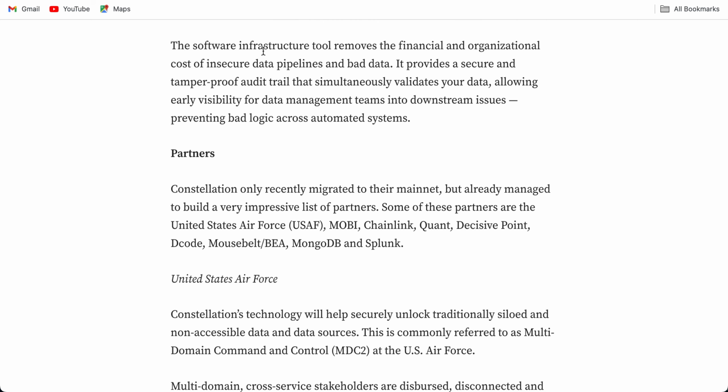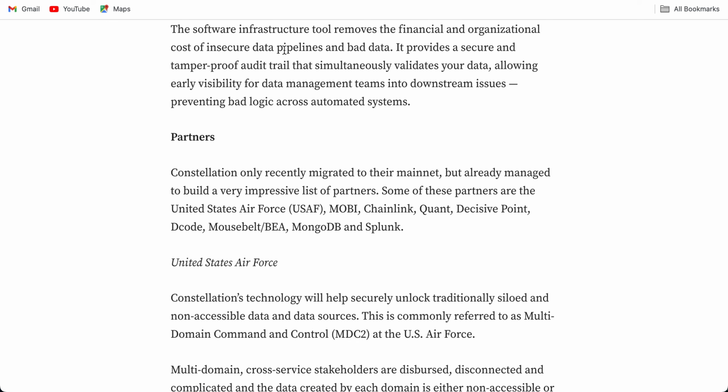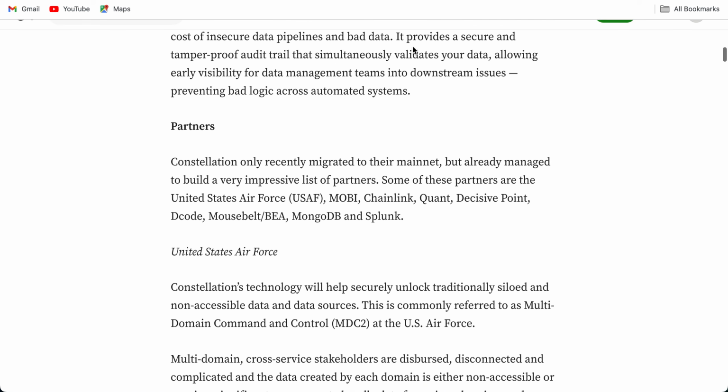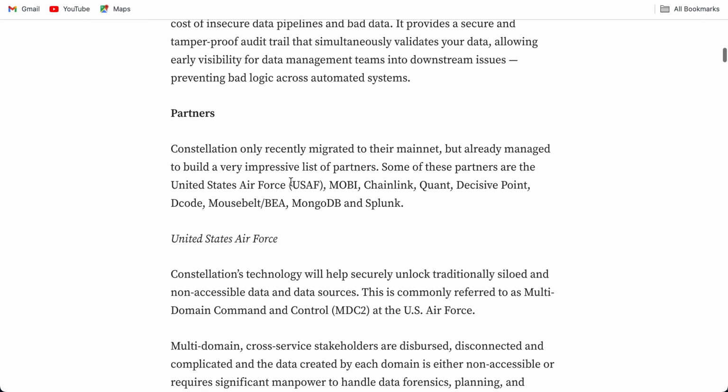The software infrastructure tool removes the financial and organizational cost of insecure data pipelines and bad data. It provides a secure and tamper-proof audit trail that simultaneously validates your data, allowing early visibility for data management teams into downstream issues, preventing bad logic across automated systems.